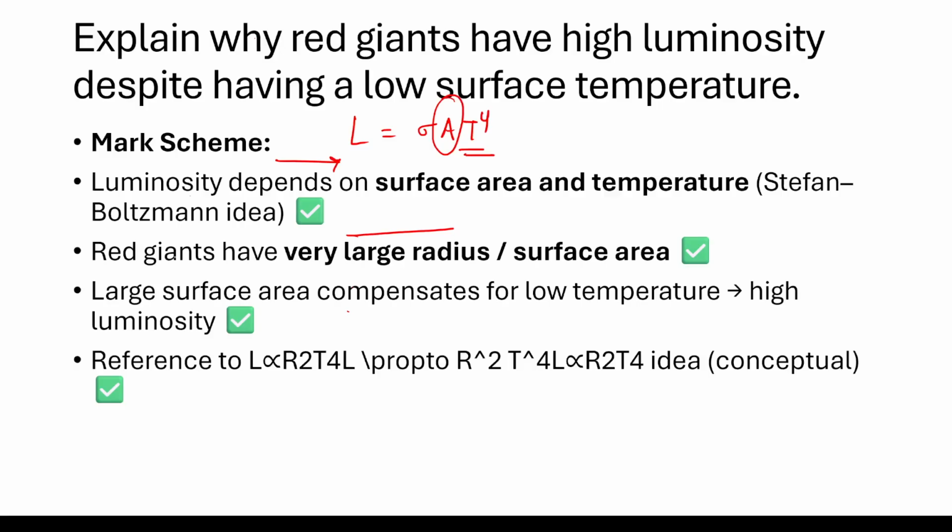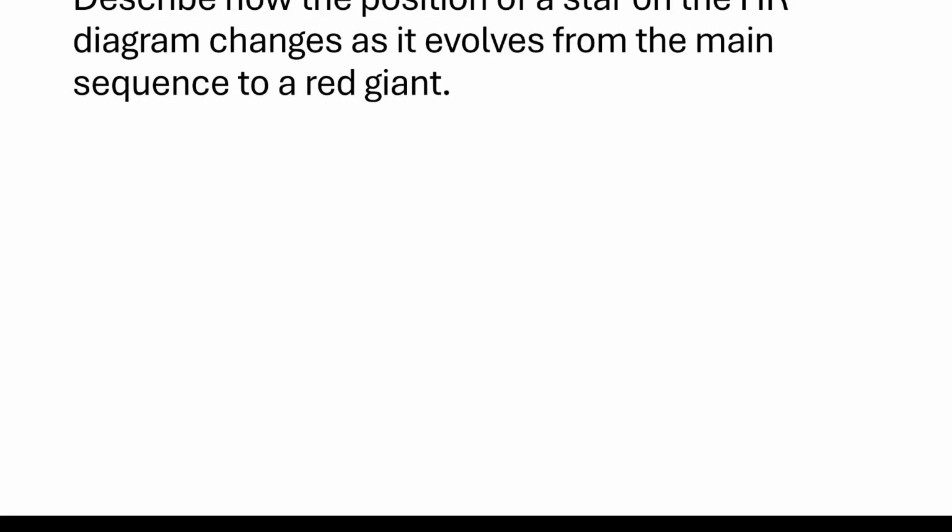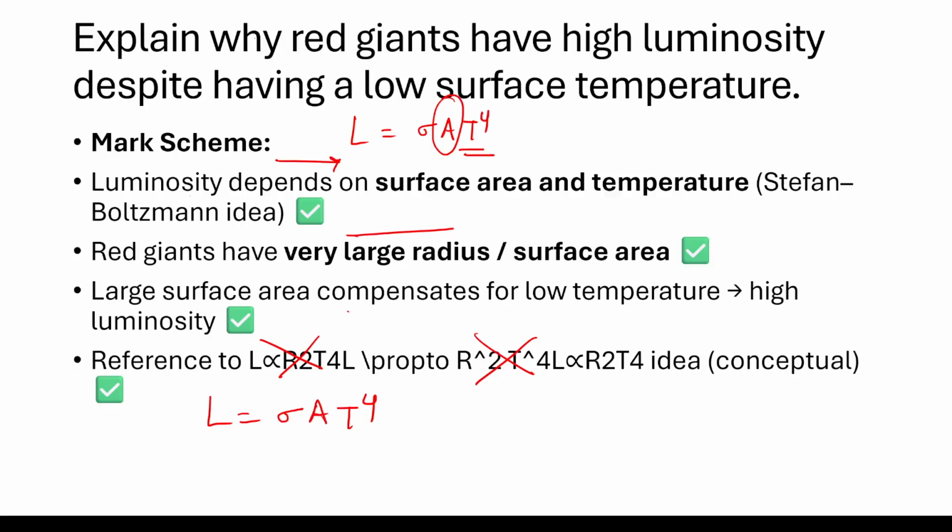I don't know why it must have auto-corrected while I was writing. That's the formula. Okay, next: describe how the position of a star on the HR diagram changes. Now, this previous question was checking your previous knowledge plus the HR diagram, so Stefan's law plus the HR diagram.